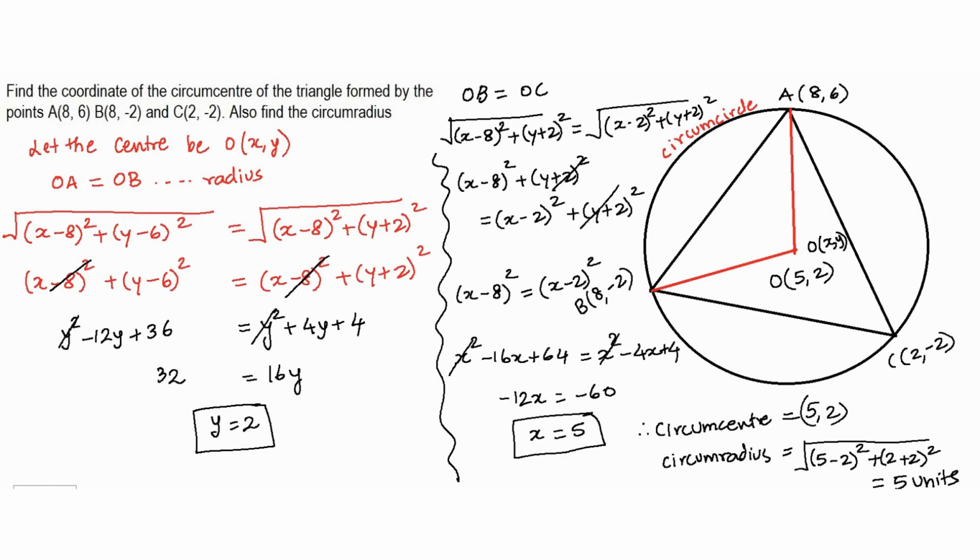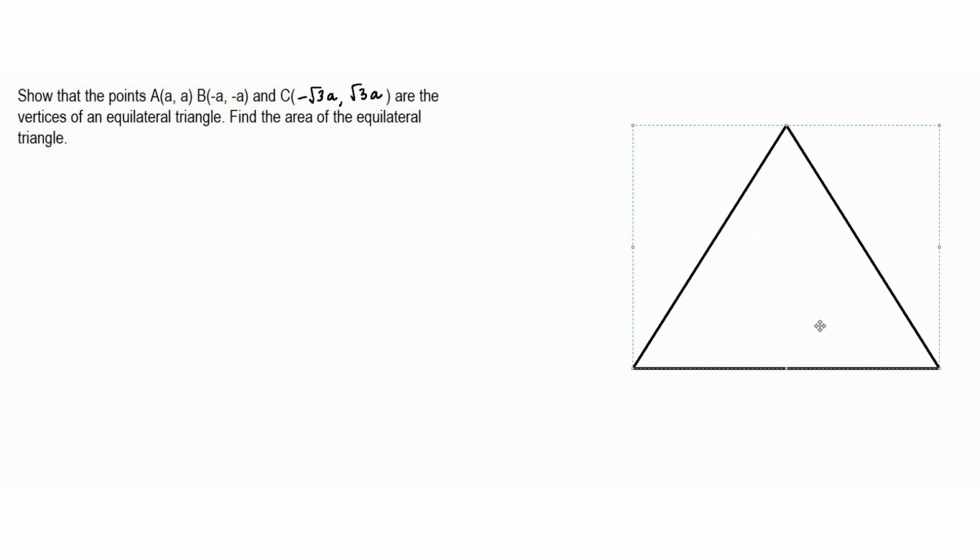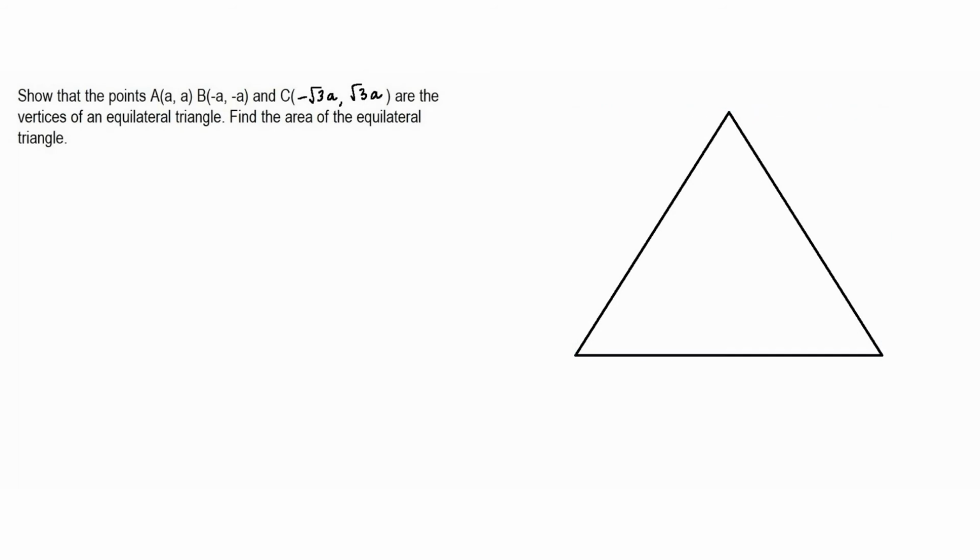Moving on to the next question. Show that these points are the vertices of an equilateral triangle. So if I want to show that a particular triangle is equilateral, I will have to show that the lengths of all three sides are equal. So the first vertex is A of (a, a). The second one is B of (minus a, minus a). And the third one is C of (minus root 3 a, root 3 a). Now let me use distance formula to find all the three sides.